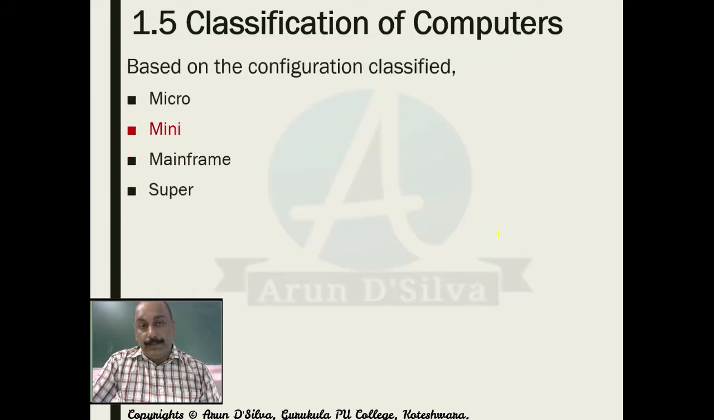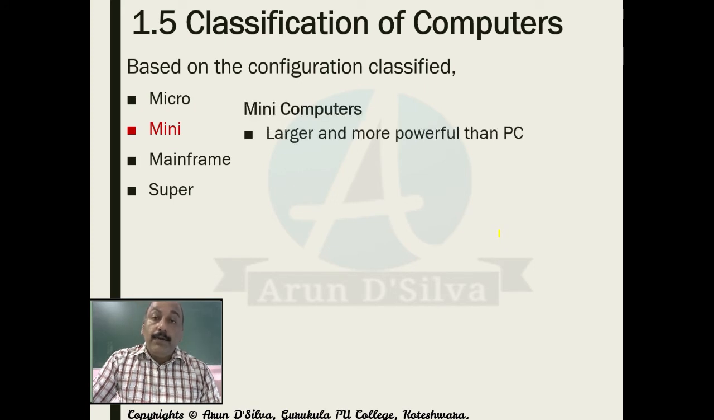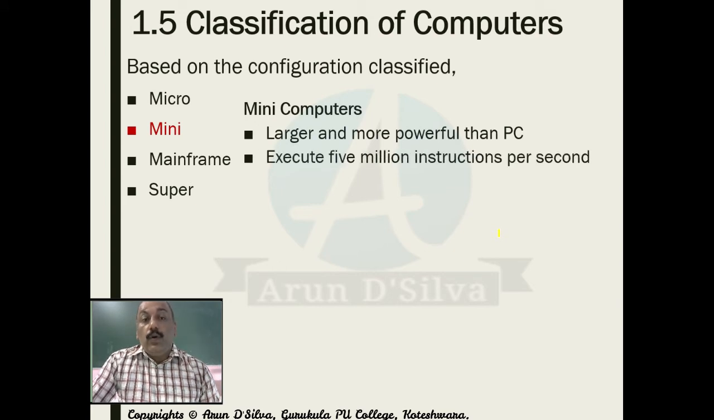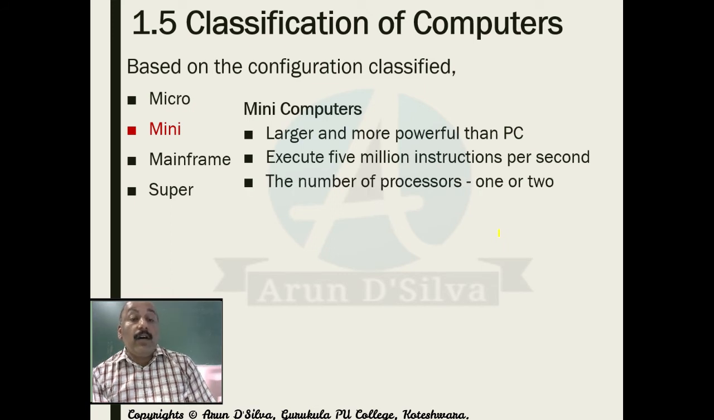Going for the next one, that is mini computers. So what is mini computers? Mini computers are larger and more powerful than a PC, personal computer or a microcomputer. So this will execute 5 million instructions per second. Just imagine 5 million instructions getting executed. That means this type of computers will have one or two microprocessors.